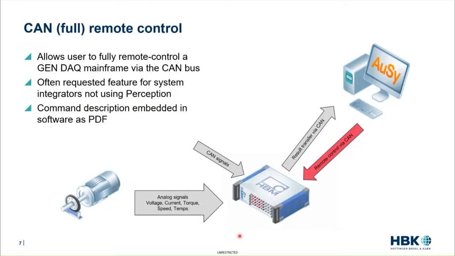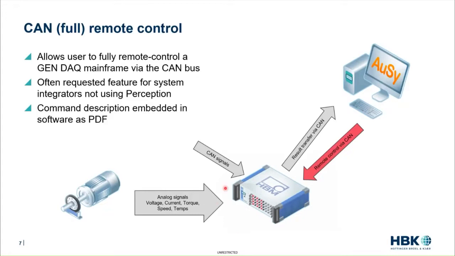For Perception 8.30, basic CanBus control was available, meaning you could start and stop an acquisition, you could trigger it. There was some basic handshaking that went back and forth between the power analyzer and the system. With this expansion to full remote control, you can really set amplifier ranges, change sample rate, you can make hardware configuration changes via CanBus control.